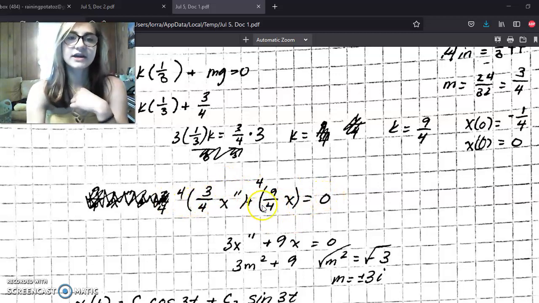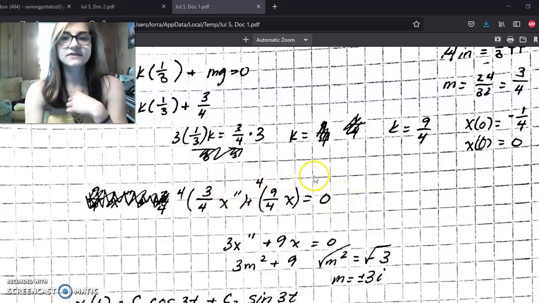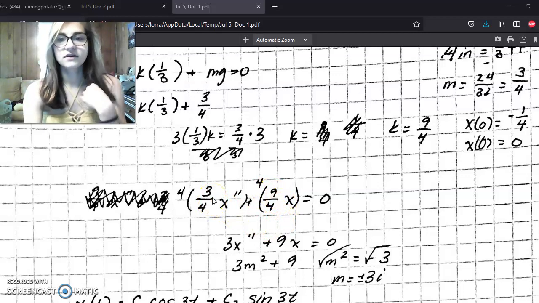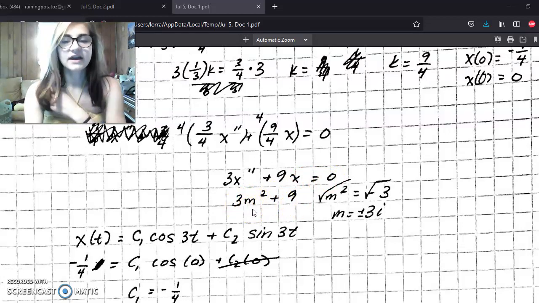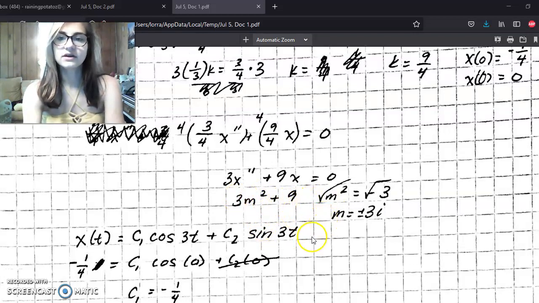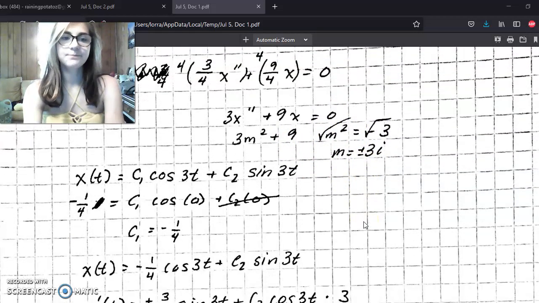I just multiplied through by 4 so that I could get rid of the fractions, and that means that 3x double prime plus 9x is equal to 0, so that's 3m squared plus 9. So in my head I just divided by 3, so m squared plus 3, and then you subtract 3, and then you get m is equal to plus or minus 3i.